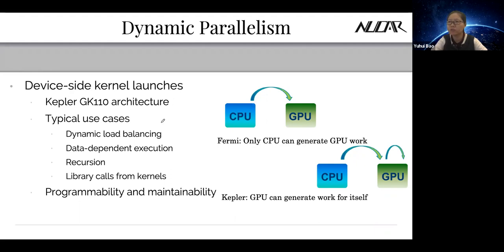The typical use cases are dynamic load balancing, data dependent execution, recursion, and library calls. These do not make much sense for now, but as you advance, as you see more CUDA code or solve more complex problems, you will understand those cases.